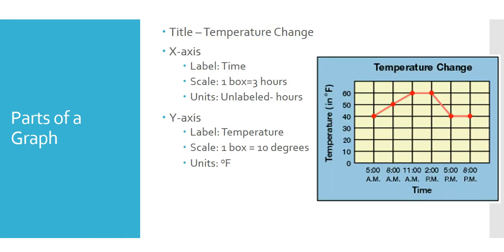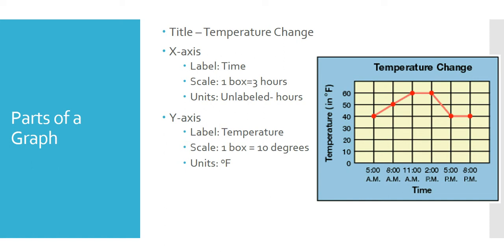So let's look at an example. In this graph, the title is temperature change. I just got this off the internet. Nothing too exciting about this graph. On the x-axis, the label is time, and then each box here has a scale of 3 hours. If you look at what's happening between the numbers, it's evenly spaced and it's 3 hours.